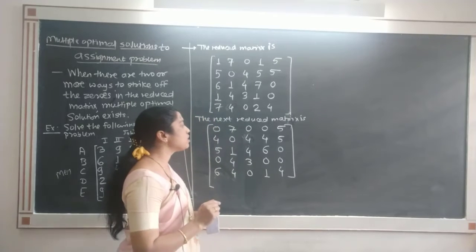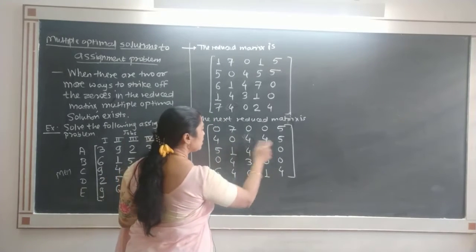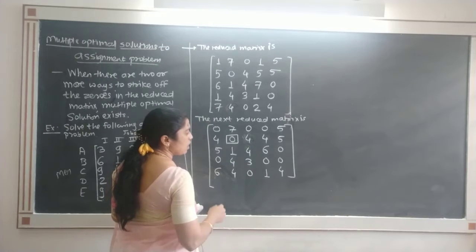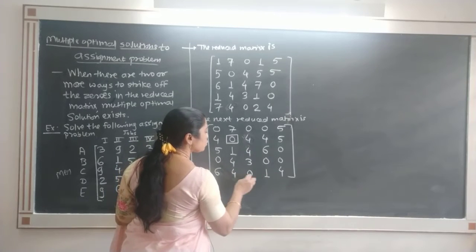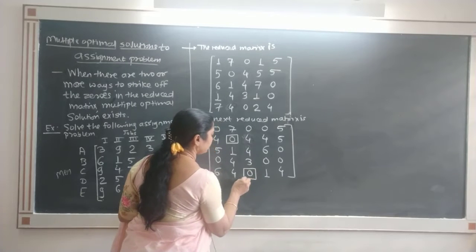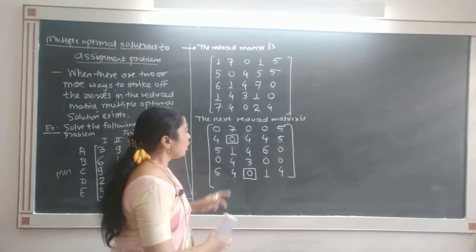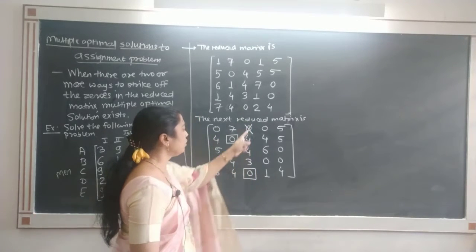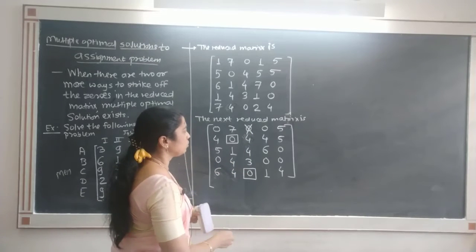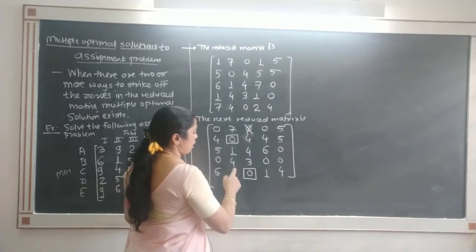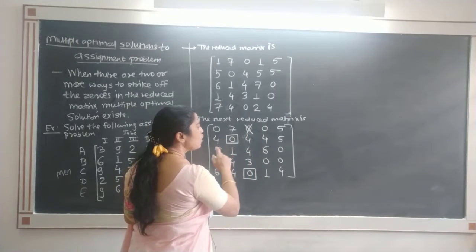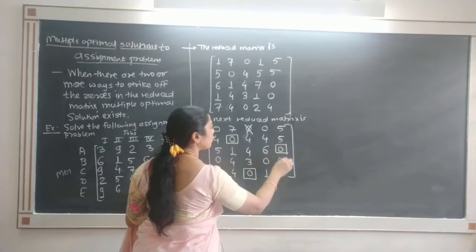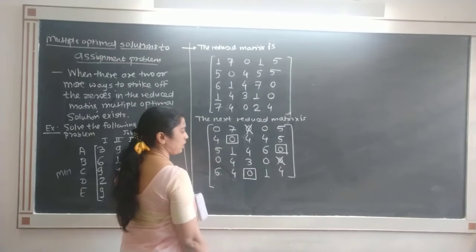So search for a single 0. Observe that single 0 appears in the second row, so box that 0. Similarly, single 0 appears in the last row, so box that 0. Box this, we have to strike off the remaining zeros in that column, so this is struck off. Now observe that this is a single 0 for the third row. We get single 0 in the third row. So cross out the remaining.